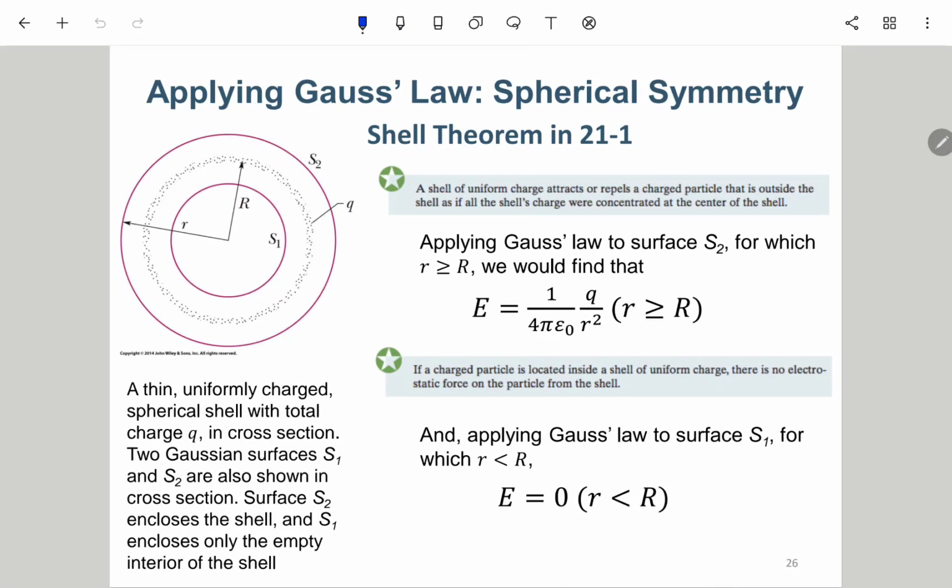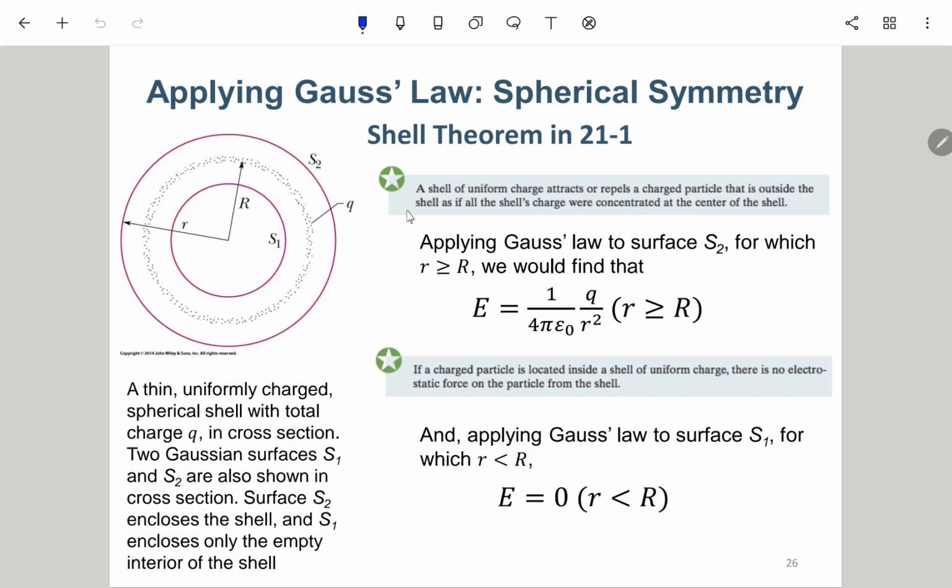Okay, so finally for this part, we would like to learn about applying the Gauss law for spherical symmetry. In chapter 21, we learned two shell theorems. At that time I just said to try to believe it is true, and we didn't try to prove it in any way. But here, by making use of the Gauss law, we can actually prove these two shell theorems.